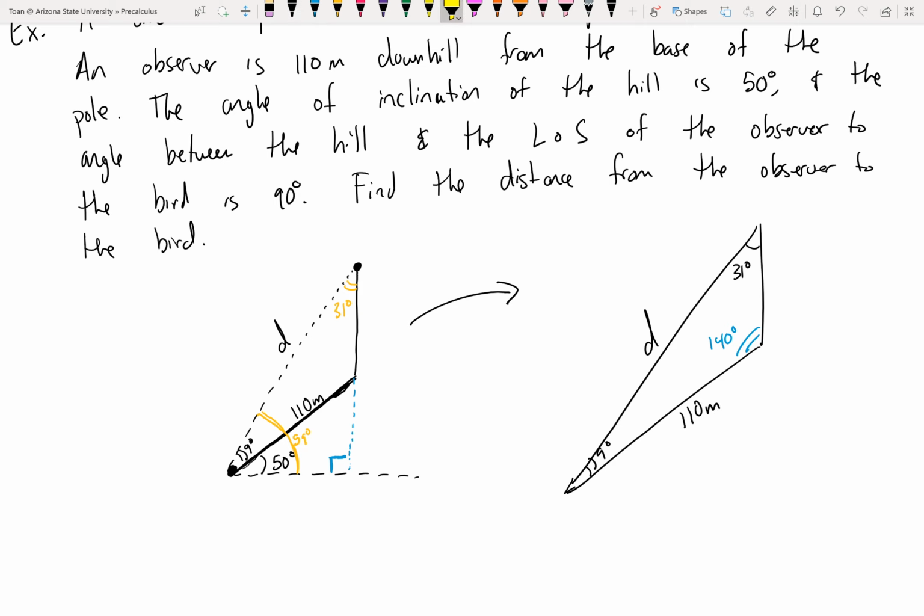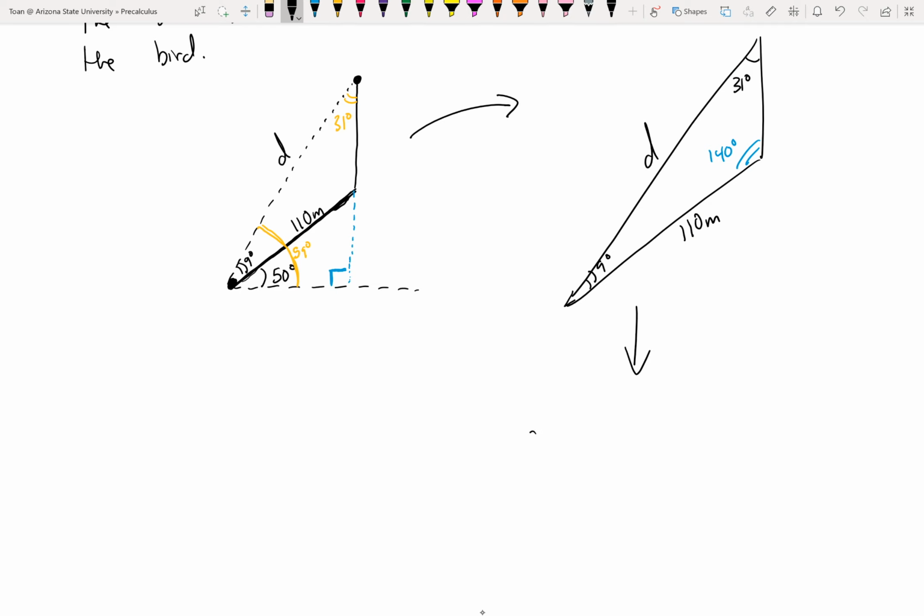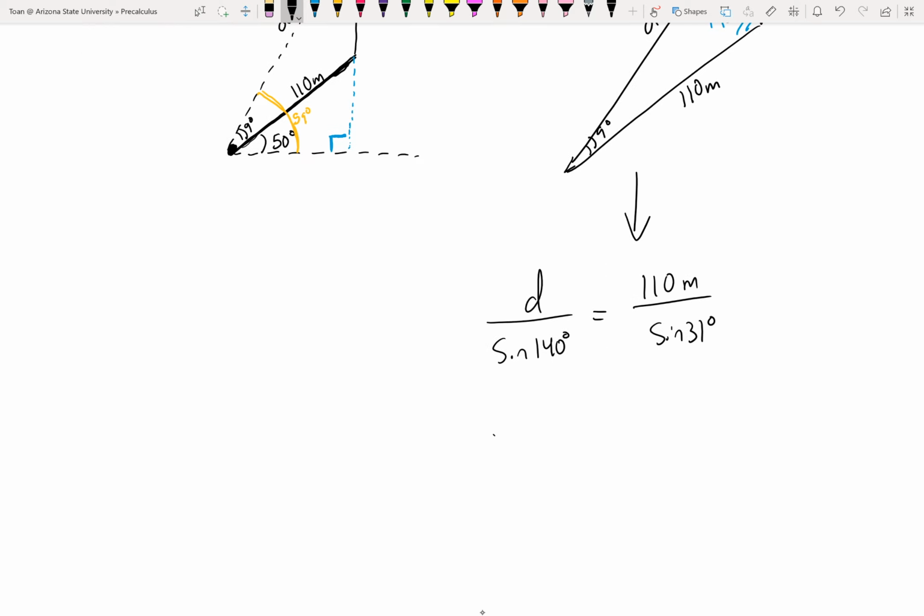Lo and behold, what do we have? We have an angle opposite side pair. We can use law of sines because we have an angle opposite side pair there. So that is the trick or the thought process with this particular problem, and we are done here. So we're solving for D over the sine of its opposite angle, 140, equals, the only other information we have is the 110 with the 31. So 110 meters over sine of 31 degrees, multiply both sides by sine of 140.